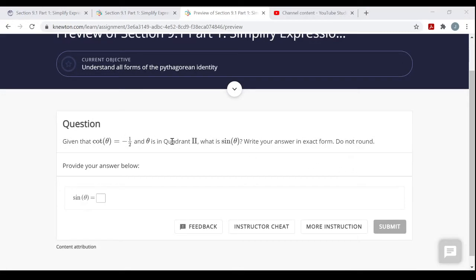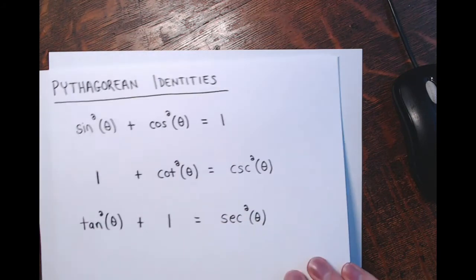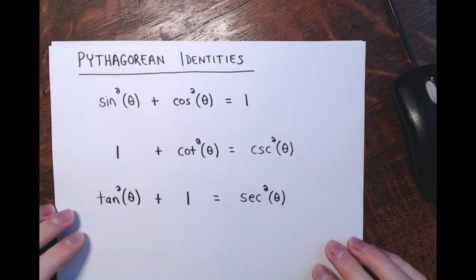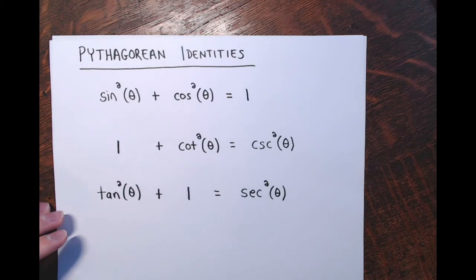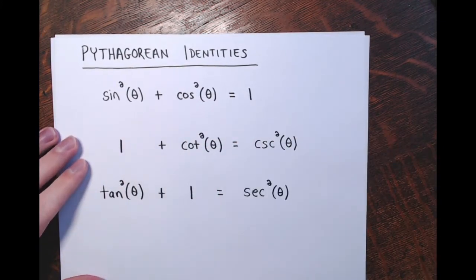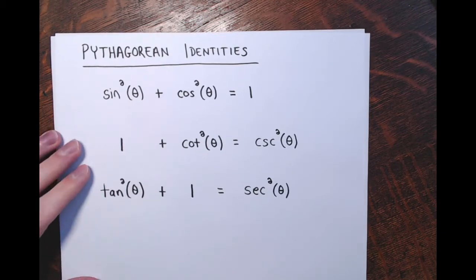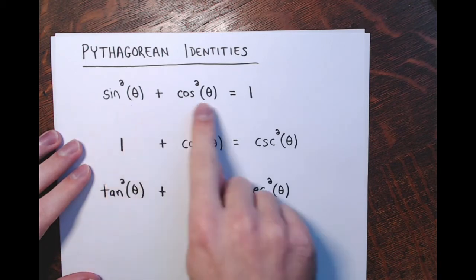So we've actually seen this done before without the Pythagorean identities. But let me refresh your memory as to what the Pythagorean identities are. So here are the Pythagorean identities. These are true for any angle theta as long as these functions are defined. And this should just be a refresher. You should remember these hopefully from an earlier chapter. If not, you've got them here.